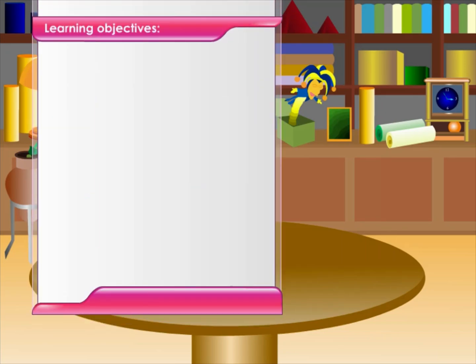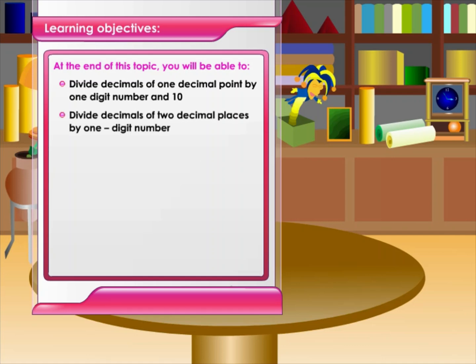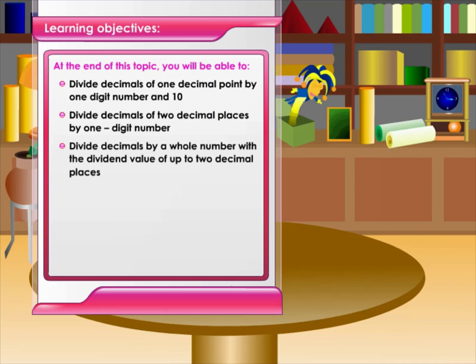Learning objectives. At the end of this topic, you will be able to divide decimals of one decimal place by a one-digit number and 10. Divide decimals of two decimal places by a one-digit number. Divide decimals by a whole number with a dividend value of up to two decimal places.